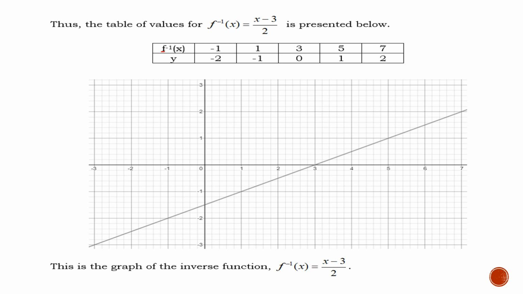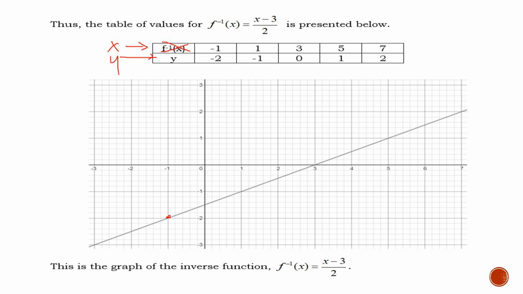So as you can see here, this will be your x value, not your f raised to negative 1 of x. This will be your x value, and this will be your y value in your inverse function. So if we try to graph using your Cartesian plane, your negative 1 and 2 will fall somewhere here. Will fall here. Negative 1 and negative 2.